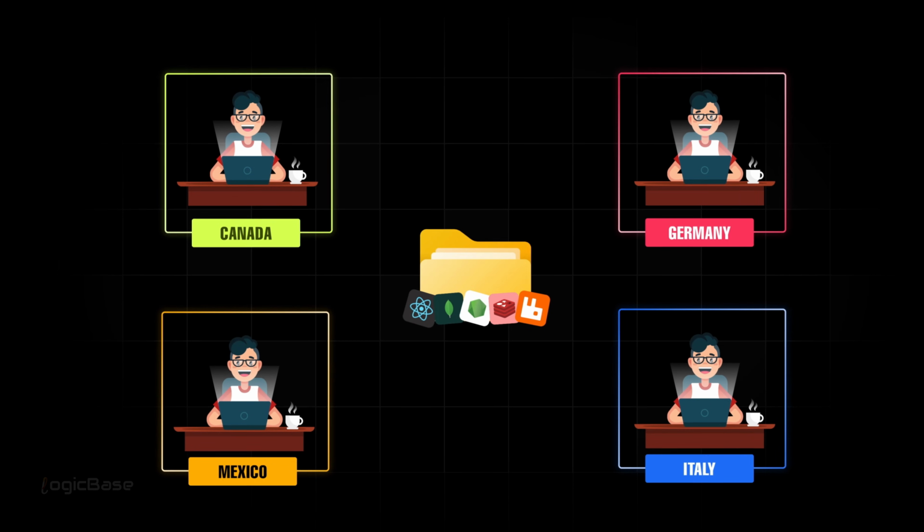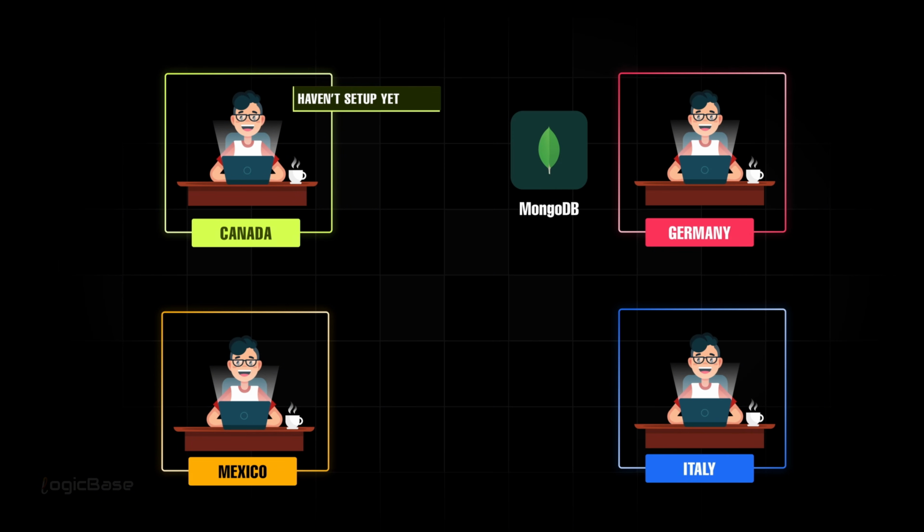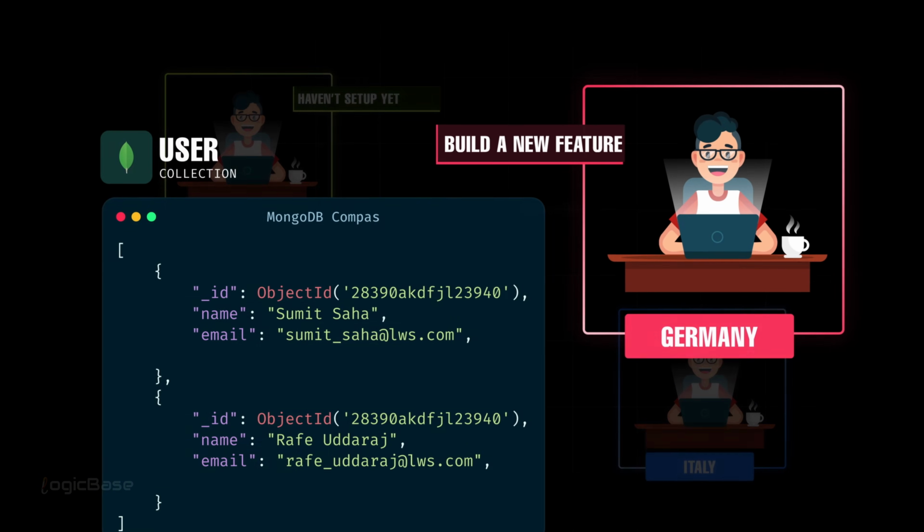Have you ever worked on a team project where things just don't match? Your app works on your machine, but not on someone else's. The database is different, the data is missing, someone says, send me the latest database. And suddenly, everyone's confused and frustrated. This video starts right from there.